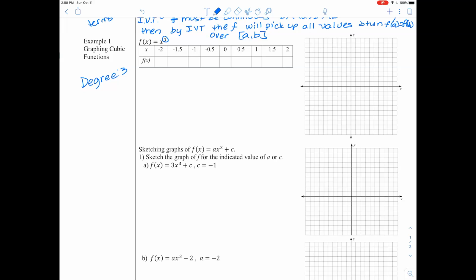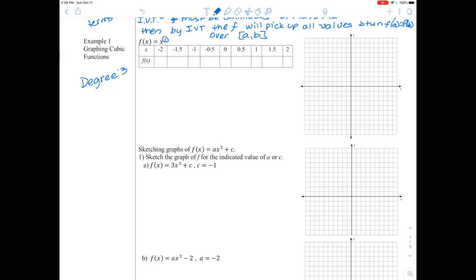And this is just the parent function of x cubed. All right. It's an odd function because it's a degree of 3, and our a term is greater than 0. So it's going to open up. But let's go ahead and just fill this out.